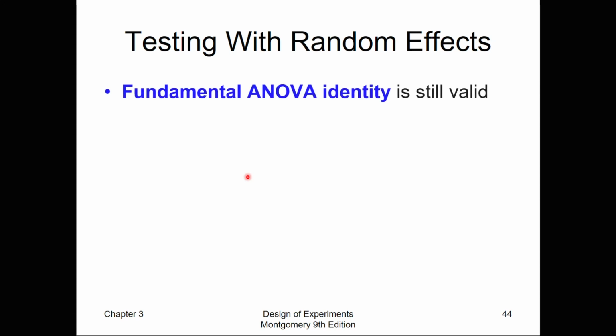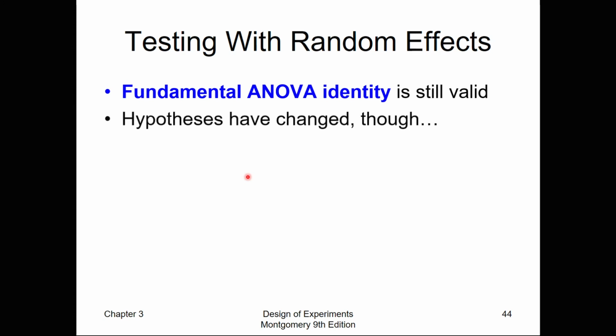All right, testing with random effects. So with random effects, this fundamental ANOVA identity is still valid. However, the hypotheses change. Because we're talking about variance components, I no longer care about the mean. I don't care about the individual means. What I'm testing is, do the levels change? Does pizza topping as a whole have an effect? I don't really care about peanut butter and jelly as a pizza topping. That's not what I'm studying.